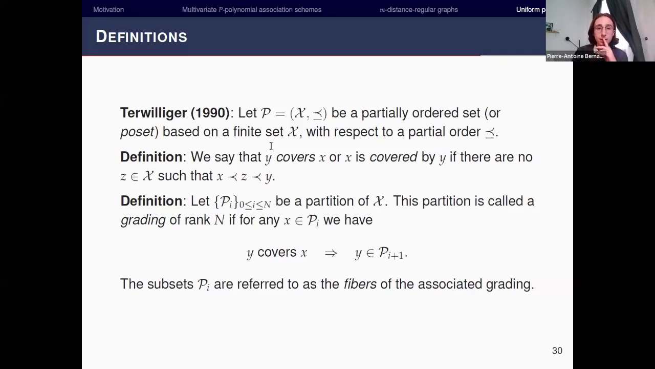And with this partially ordered set, what you introduce in addition is a grading. So you organize all your vertices in this finite set, all these elements, in terms of fibers, so that if Y covers X and X is in the fiber Pi, Y will be in Pi plus 1. So if you're in Pi, you're only covered by elements in Pi plus 1. And if you're in Pi plus 1, you're only covered by elements in Pi plus 2. So it's a way of organizing the elements with respect to this ordering.